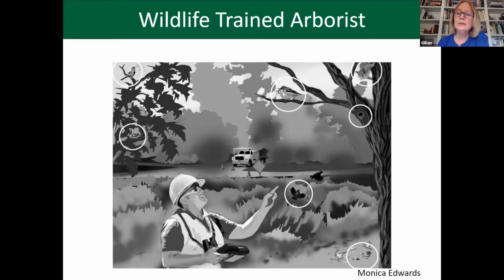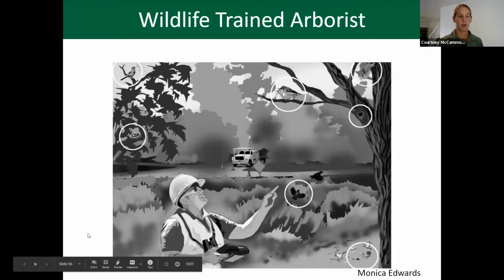Courtney, can I ask a question? Yes. So an earlier Q&A was, what are the protections around squirrel nests? There are no protections for squirrel nests that I am aware of. We just make note of them, and we try not to cut them out of the tree, but there are no protections that I'm aware of.